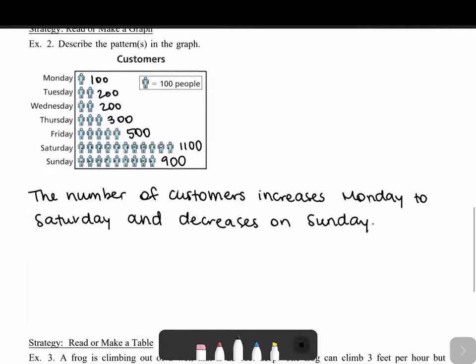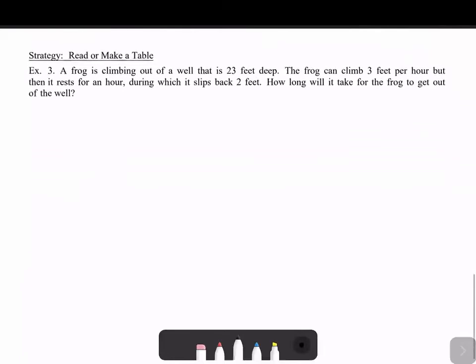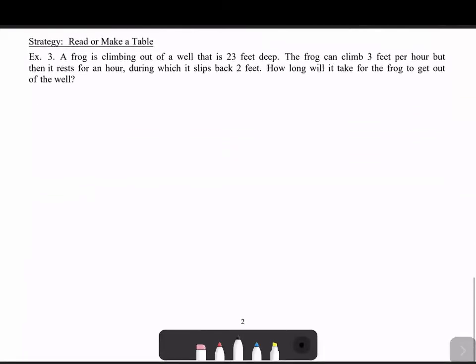Okay, so the next strategy we're going to do is to read or make a table. This example says that we have a frog climbing out of a well that's 23 feet deep. The frog can climb 3 feet per hour, but then it rests for an hour, during which it slips back 2 feet. How long will it take for the frog to get out of the well? For this one, the strategy is to make a table.